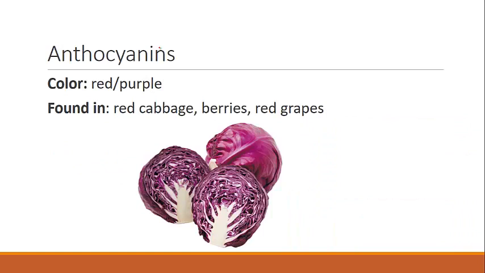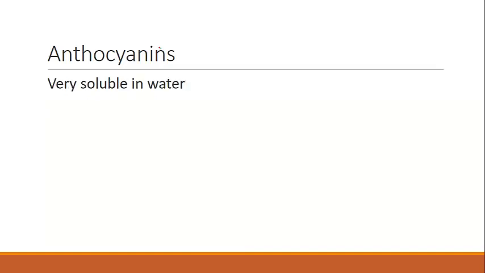The last type of pigment that we're going to talk about are anthocyanins, which are a group of molecules that are found in red and purple fruits and vegetables. I have a picture here of red cabbage because anthocyanins are really the most fun group of pigments when it comes to their color. So red cabbage, you can do all sorts of interesting things to change their color.